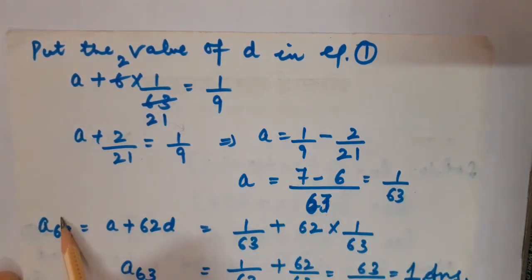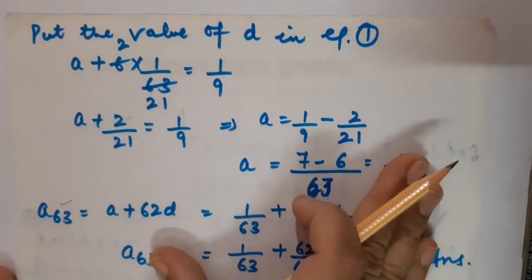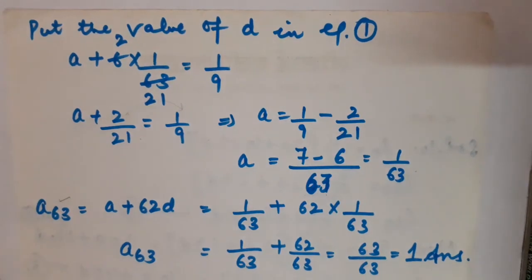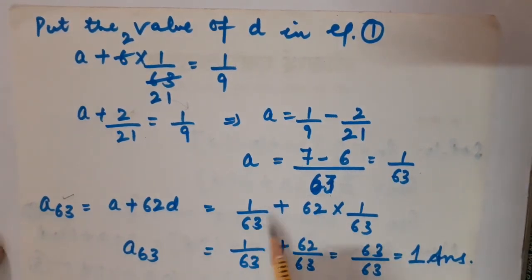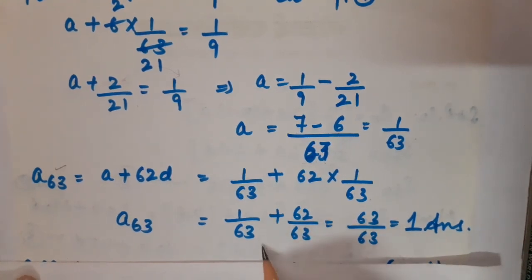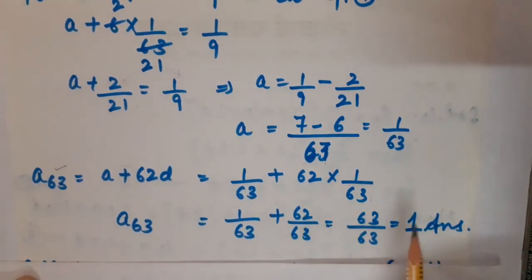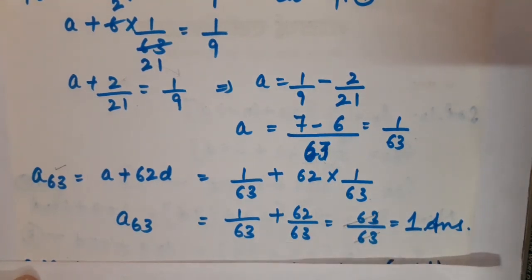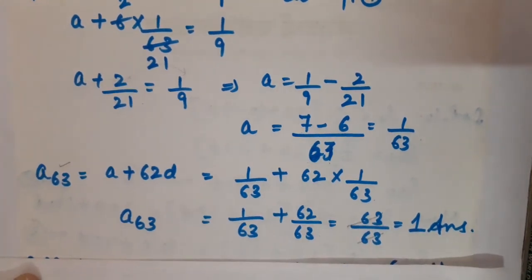As I have to calculate the 63rd term, that can be written as A plus 62D. Correct? So that is 1 upon 63 plus 62 into 1 upon 63. Got it? So A63 is equal to 1 upon 63 plus 62 upon 63. Let us take the LCM. After taking the LCM, children, I have got 1 plus 62, that is 63 upon 63. Both are going to be cancelled. So the answer will be 1.